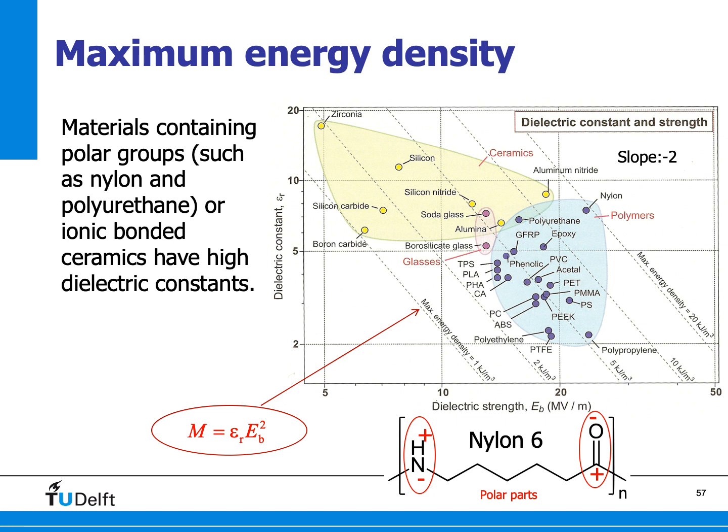So as you move this line more to the upper right corner, the energy density increases, and what you can see is that a material like nylon has a relatively high energy density. So why is that? Well, here you see a schematic representation of the nylon 6 molecule, and you see also that it has polar parts. So there is a permanent charge displacement present in this molecule.